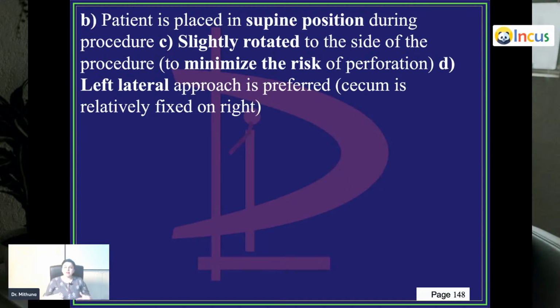Imagine if there is a lot of fluid inside, all your organs are happily floating in it. Of the different areas for needle puncture, on the right side is where the cecum sits, and if you puncture that area, you might cause some damage to it. So you mostly prefer the left lateral approach.